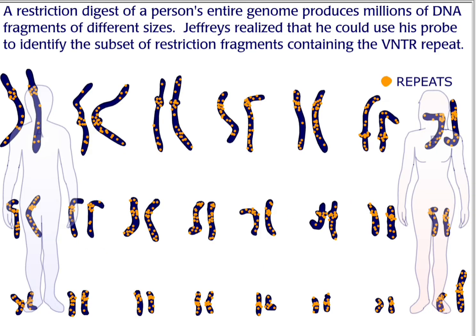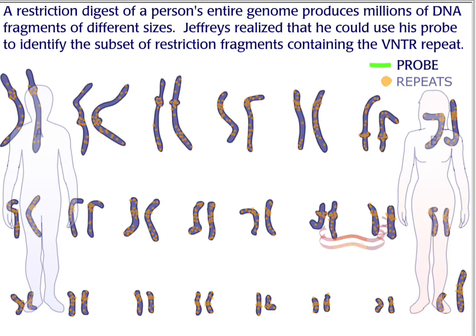A restriction digest of a person's entire genome produces millions of DNA fragments of different sizes. Jeffreys realized that he could use his probe to identify the subset of restriction fragments containing the VNTR repeats.